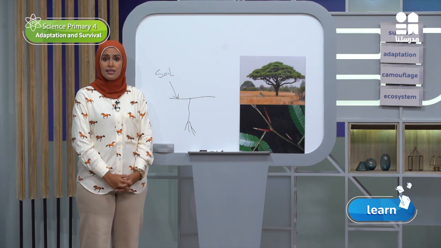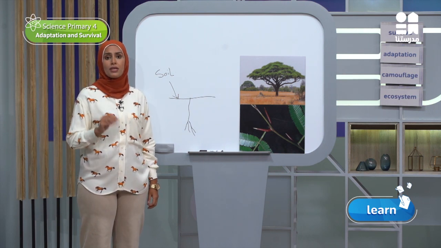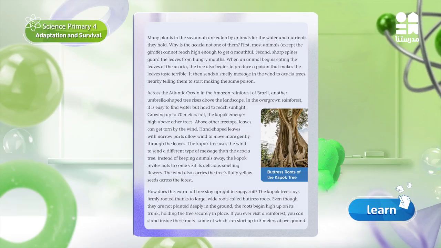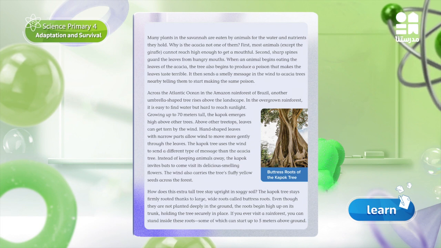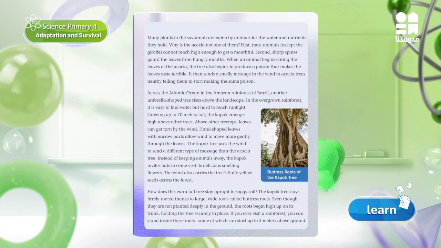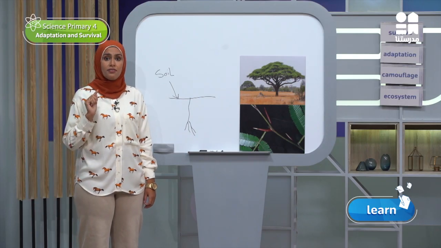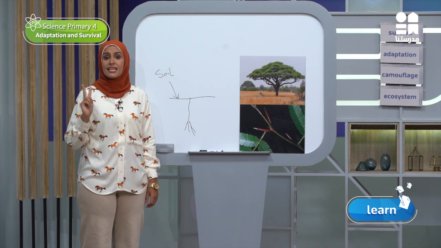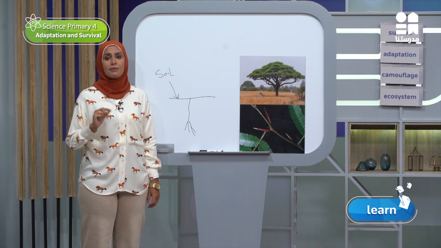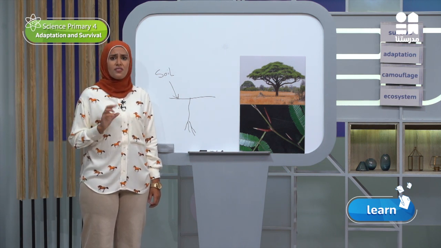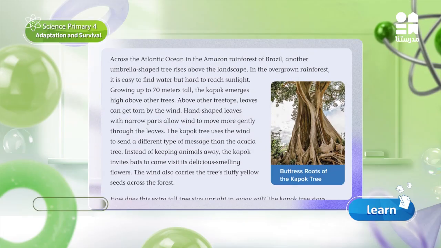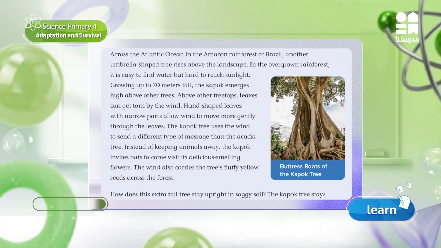Using the same way, let's analyze the kapok tree. Read carefully the rest of the text on page 15 and observe the images of the kapok tree. Then underline two things. Firstly, its environmental conditions. Secondly, its structural and behavioral adaptations that can help it survive. Let's start analyzing.